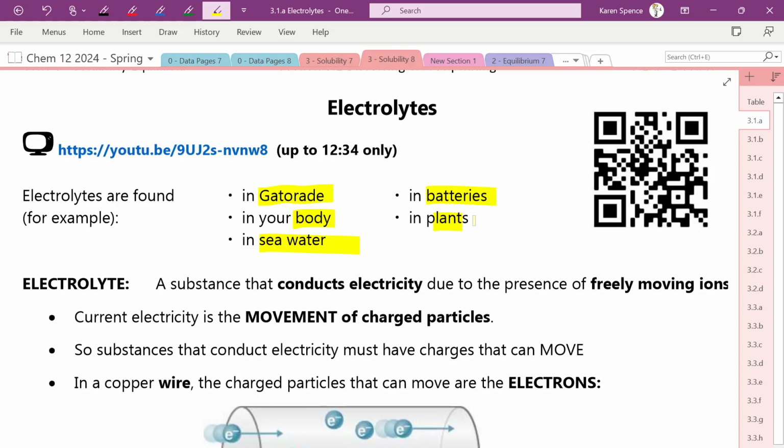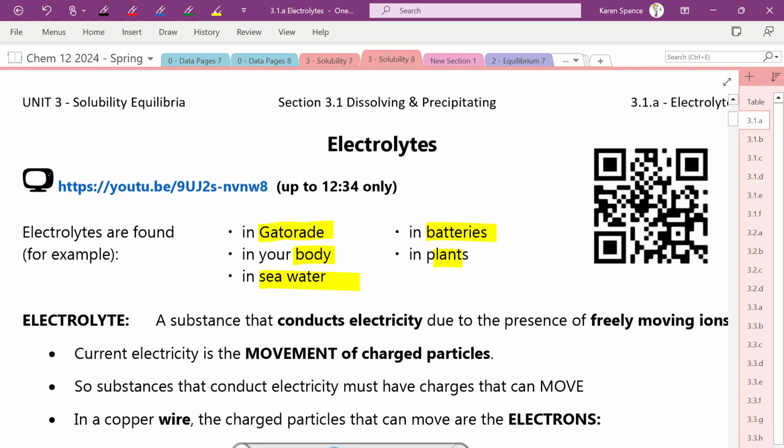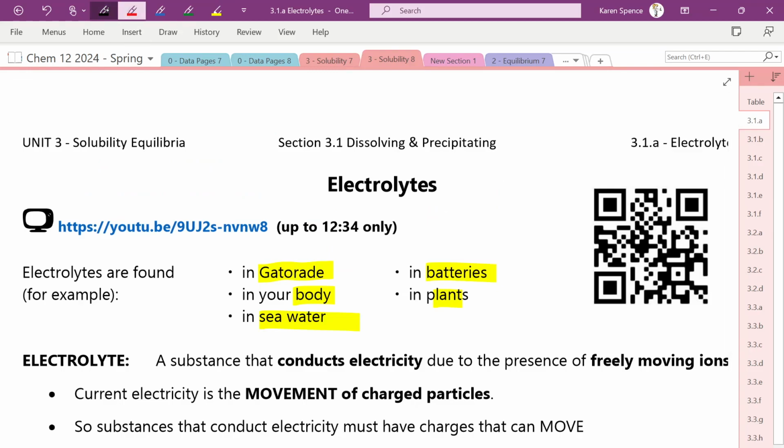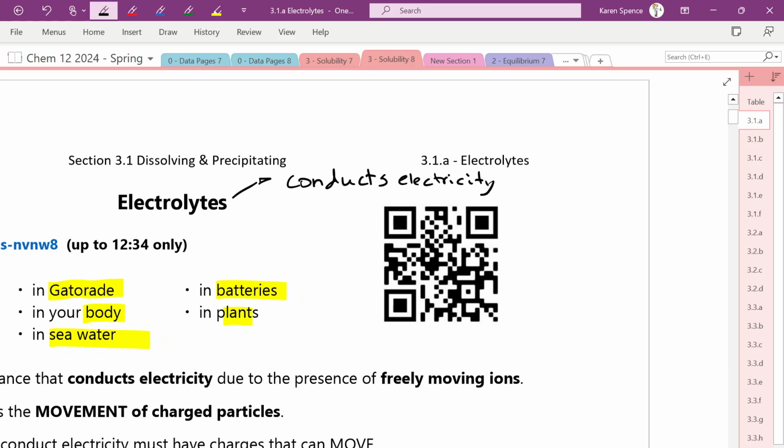Okay? Anyway, what is an electrolyte? What does an electrolyte do? Conducts electricity. And it conducts electricity in aqueous solutions, or in any solutions really, but we'll just say in solution.